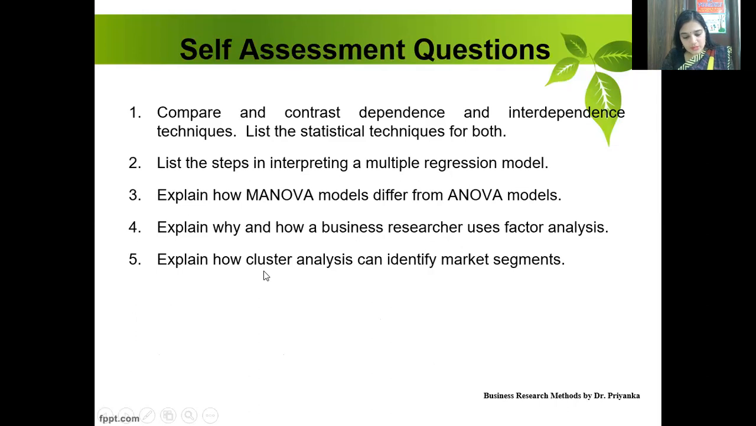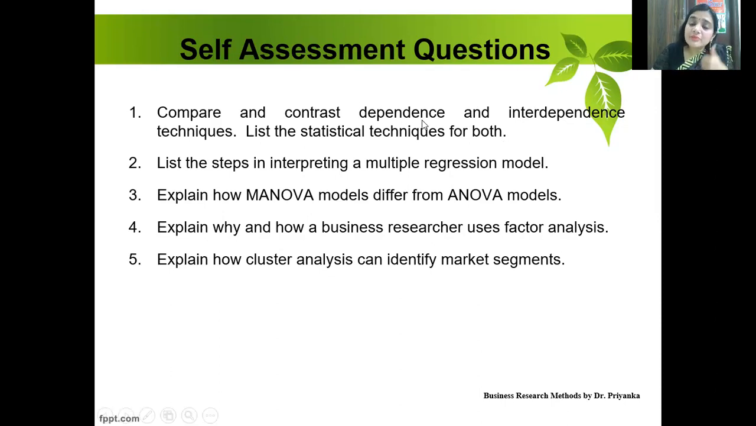Yes, let us discuss some questions now. Self-assessment questions. Compare and contrast dependence and interdependence techniques. List the statistical techniques for both. What do you mean by dependence technique? You will be defining dependence technique. When one variable is dependent on another, that is a dependence technique. And when many variables are interconnected, that would be an interdependence technique. You can list them as per metric and non-metric data.